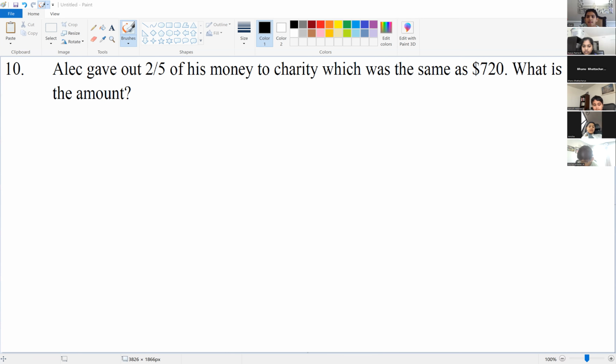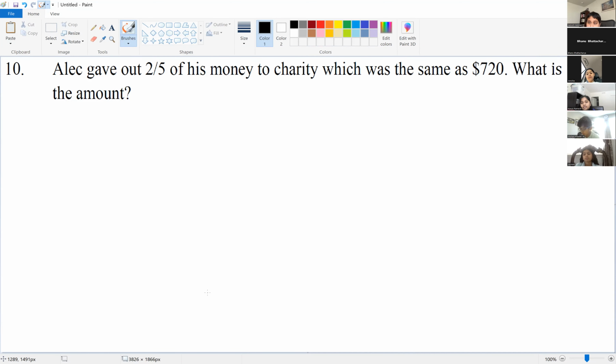Okay, let's do 10. Alec gave out 2/5 of his money to charity, which was the same as 720. What is half of the amount? Okay, maybe Jidvan. So first, since you know that 2/5 is 720, you want to figure out what 1/5 is. So first, I divided 720 by 2, which was 360, and then you multiply 360 by 5, and then you divide that by 2.